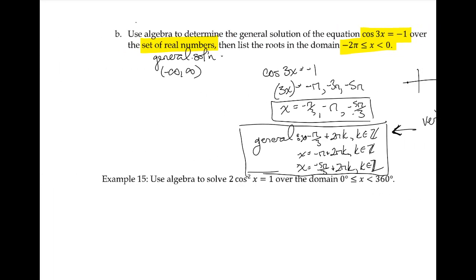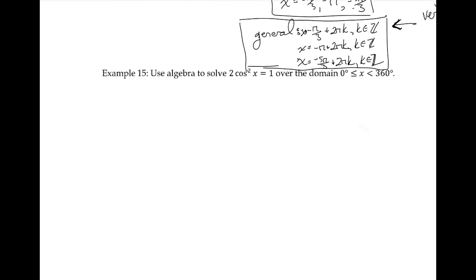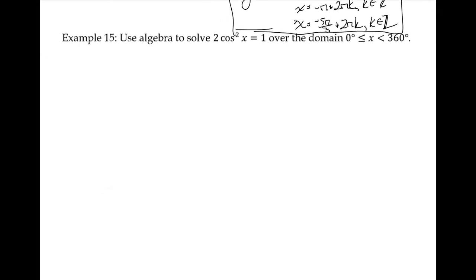Now this is the last example. You've been a champ for sticking with it so far. Bear with me a little bit longer. This one isn't too bad.